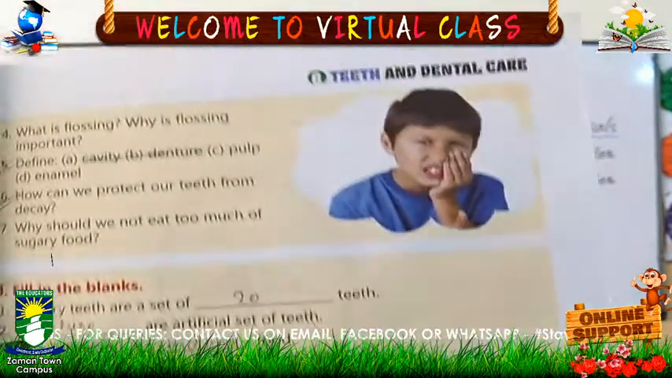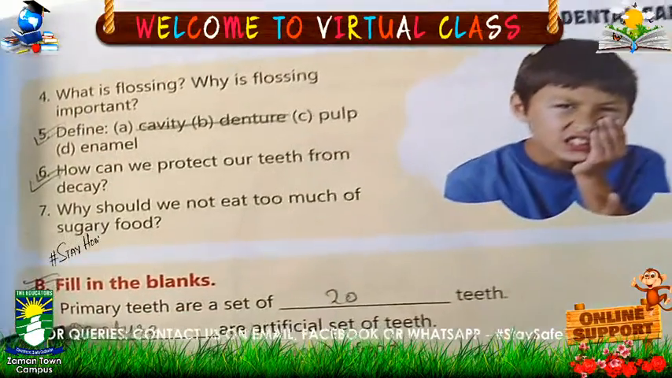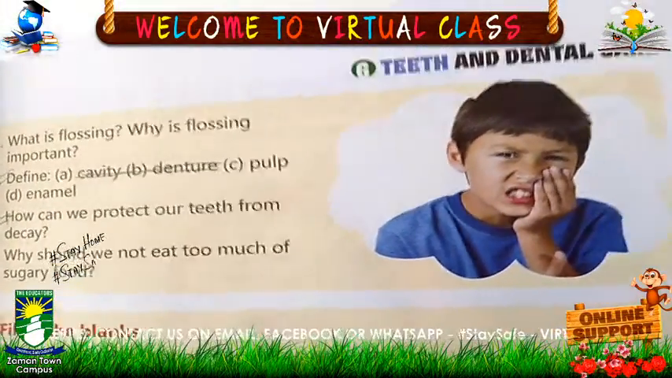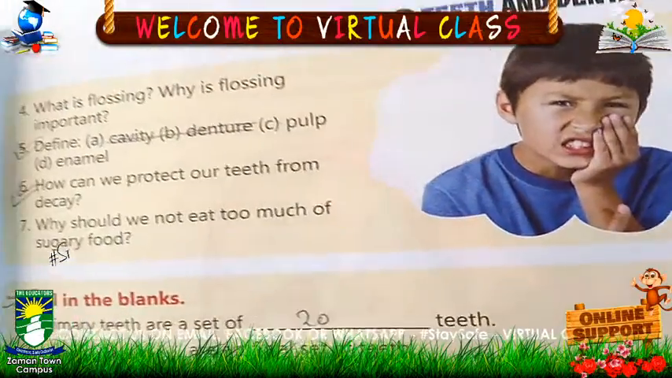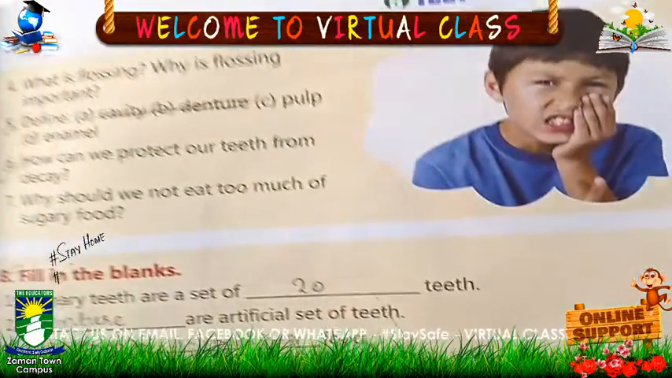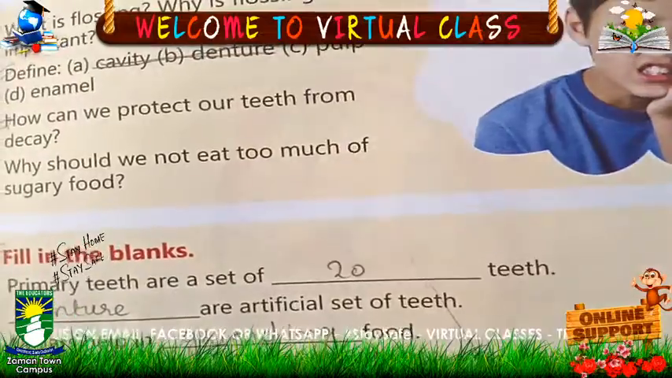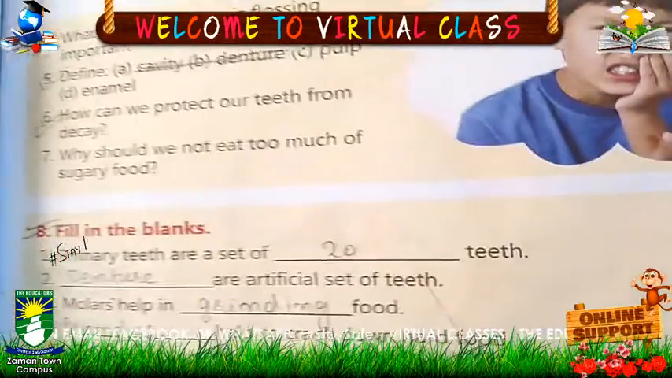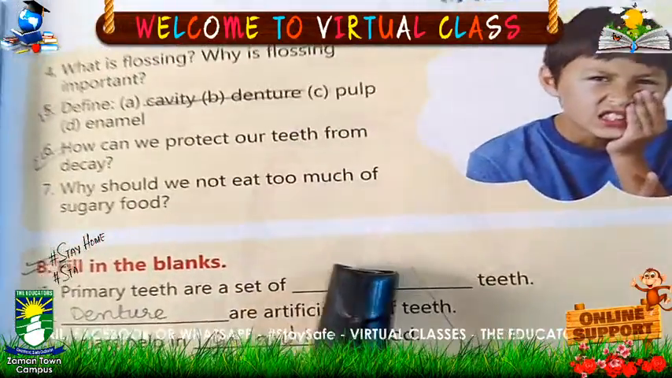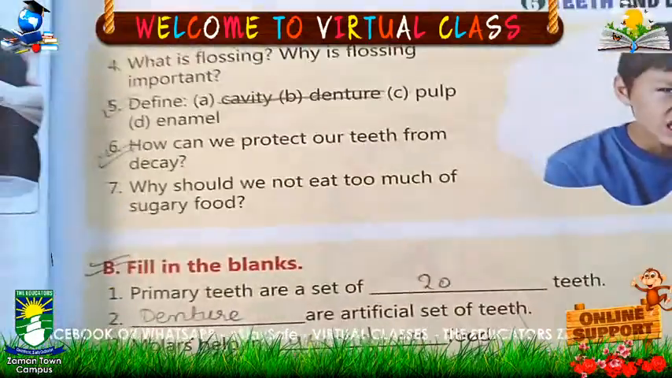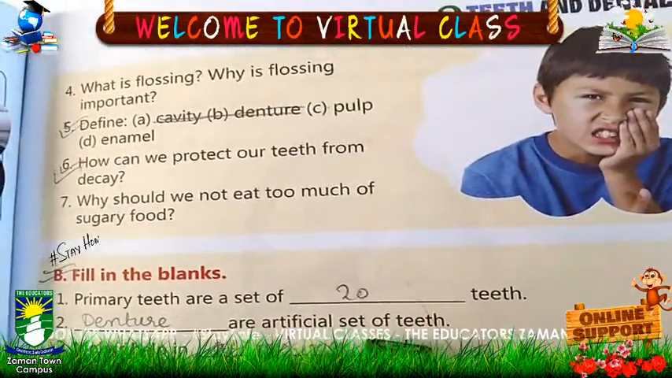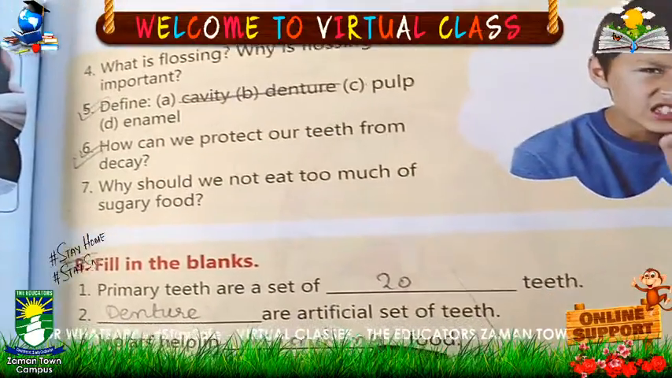Here we have fill in the blanks. Primary teeth. Number 1: primary teeth are a set of dash teeth. As I have told you, there are how many teeth in a set of primary teeth? We have 20 teeth in a set. Number 2: dash are artificial set of teeth. Dentures are artificial sets of teeth.